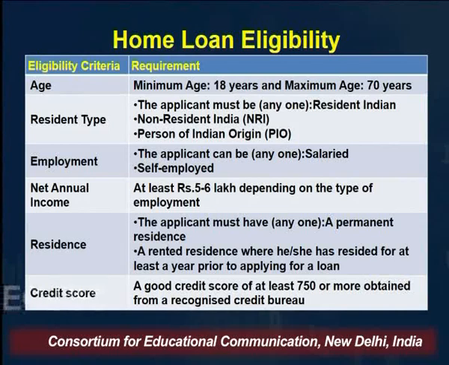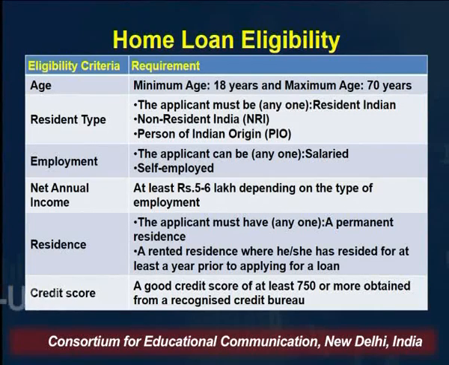First, eligibility in case of age. The minimum age to take a home loan is 18 years and the maximum age is 70 years. So age is primarily the main criterion for getting a home loan. Followed by resident type. The applicant must be a resident Indian, non-resident Indian, or person of Indian origin. So we have an NRI and PIO option here also.